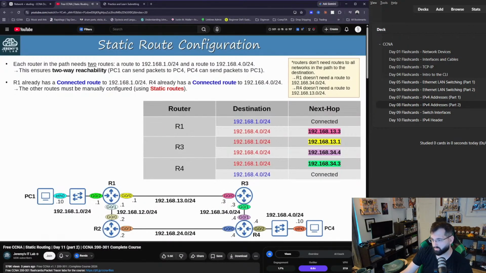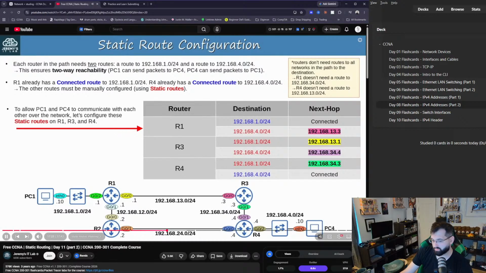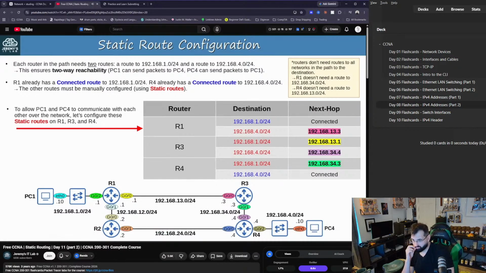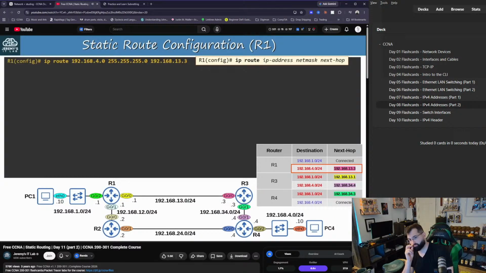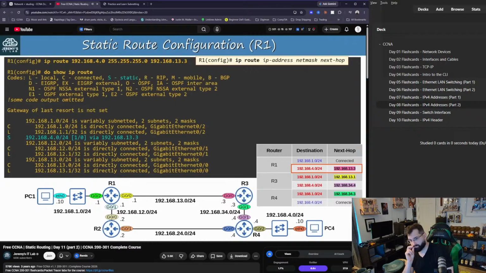Okay, we've planned the static routes we need to configure. To allow PC1 and PC4 to communicate with each other over the network, let's configure these static routes on R1, R3, and R4. First up, let's configure R1's route to 192.168.4.0/24. Here is the format of the command. From global config mode, ip route, followed by the destination network IP, netmask, and next hop IP. So for R1's route to the 4.0/24 network, the command is: ip route 192.168.4.0 255.255.255.0 192.168.13.3. That's it. Fairly simple.